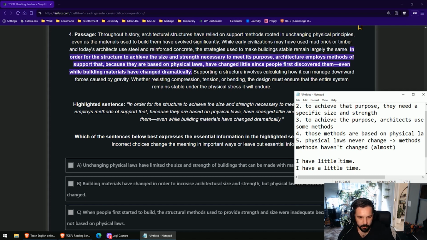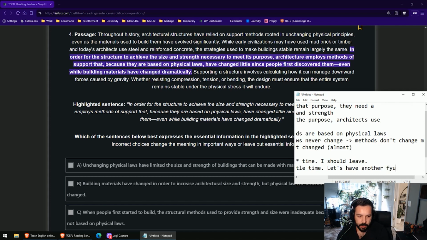Also, to emphasize the right meaning, we can say it this way. I have little time. And I have a little time. Let's say in both situations, you have 5 minutes. So the amount of time that you have is not going to change. But in the first, you are implying that it's not enough. I should go. And in the second, you are implying that it's not a lot, but it's enough for what we are talking about. So let's have another cup of coffee.